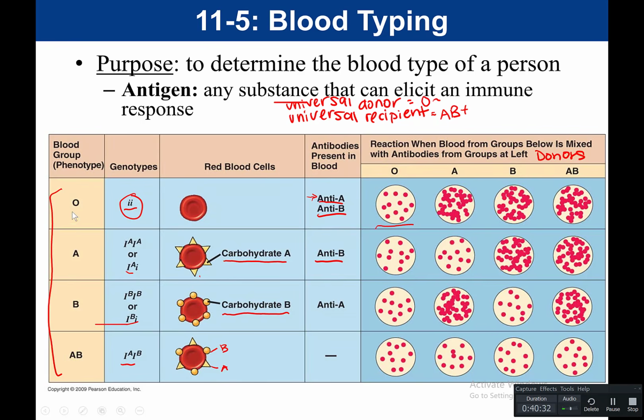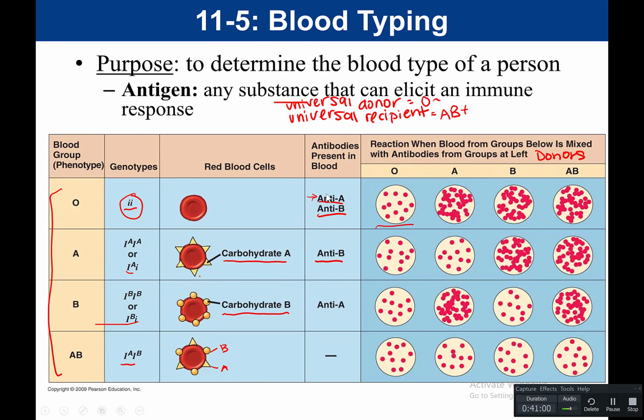So if you're blood type O, for example, the only way that you can have type O blood is if you have the two recessive alleles. You don't have to know too much about the genetics of this, but just know that to be type O, you have to have two recessive alleles. You want to know that O means that there are none of these A or B type carbohydrates on the surface of the red blood cells.